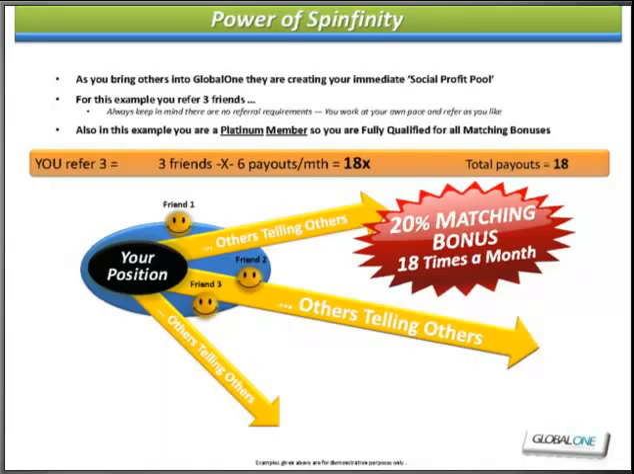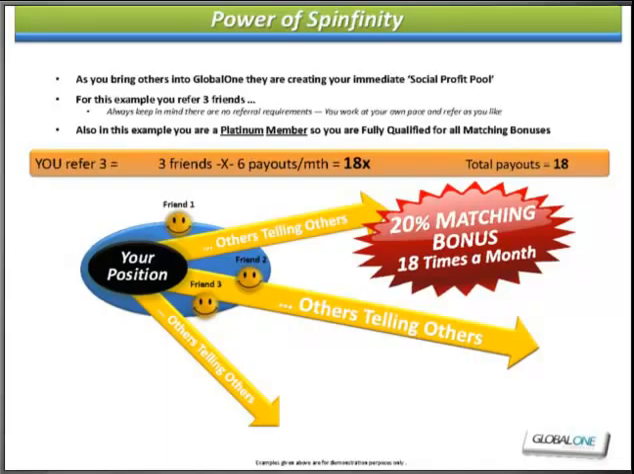Which means that as a platinum member, you get paid not only on everybody you refer, you get paid on everyone they refer, 20% on everyone they refer. I'll show you some math here in a second. You're gonna be blown away by this. So we're gonna start simple here.